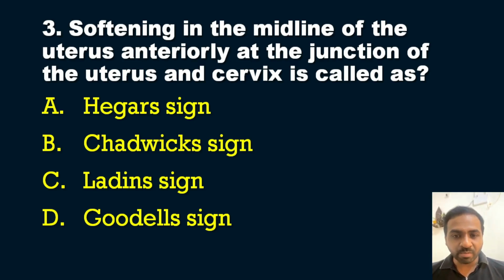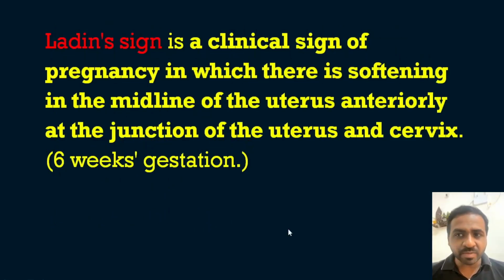You know the probable signs of pregnancy, all those things. So answer this question: softening in the midline of the uterus anteriorly at the junction of the uterus and cervix. Option C, Ladin's sign, is the answer for this question. We will have a brief explanation of this question. So what is Ladin's sign?